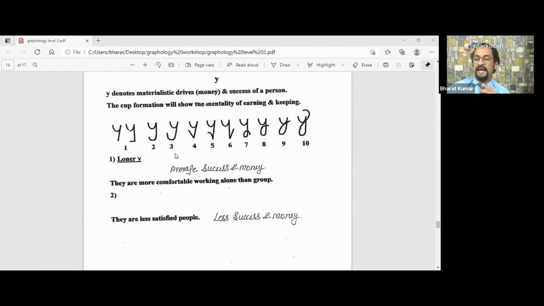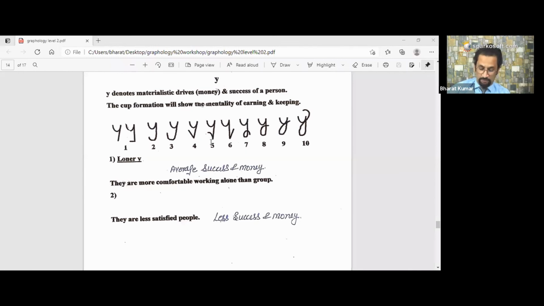So, meaning in third one, lower loop is having deep. It is upside. And upper side of third Y is having a groove. So, upper cup is a deep cup. Lower groove is a higher groove. So, these kind of people are highly satisfied with their success. And so, you will check upper cup is deep, lower loop is high and mild slant. Fourth one, telling about anger related with the success and money.